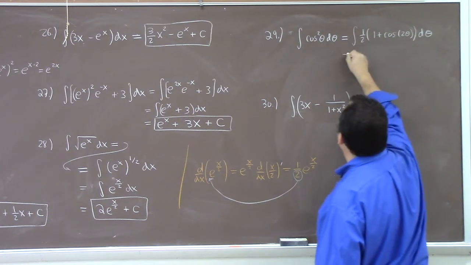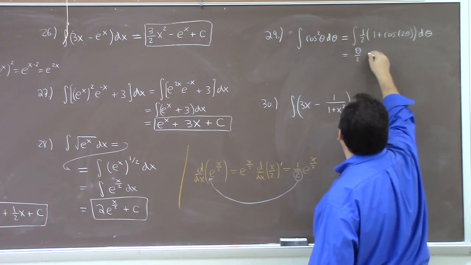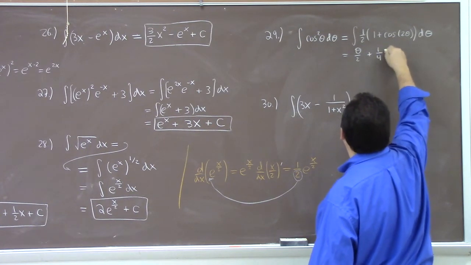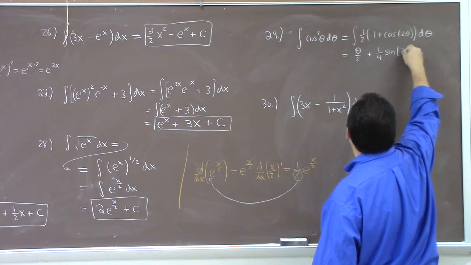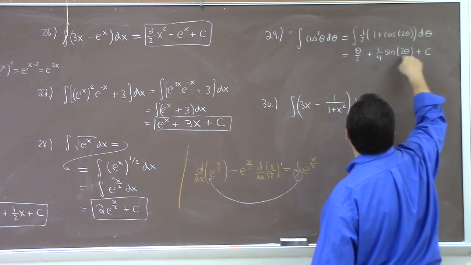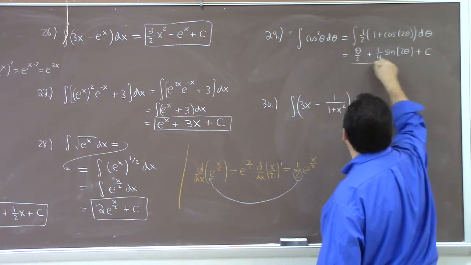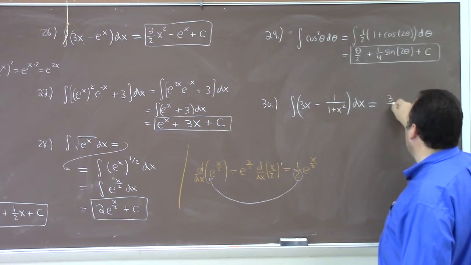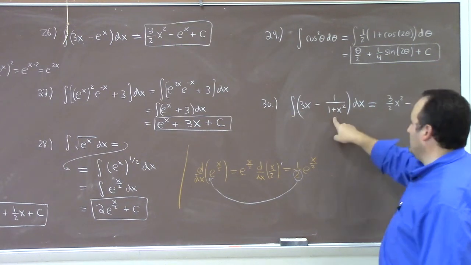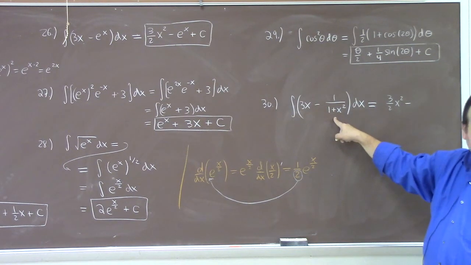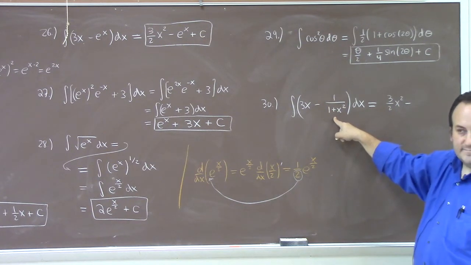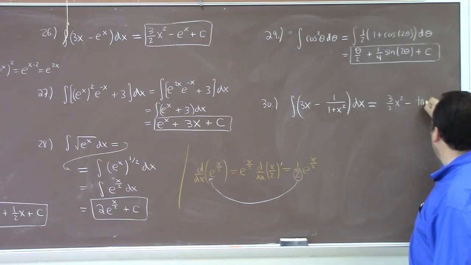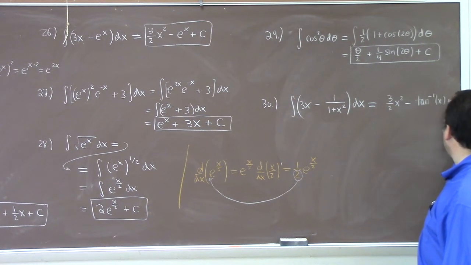Well, I'll finish it for you. That's theta over 2 plus 1/4 sine 2 theta. The reason for the 4 is the same as we just did. When we have the 2, we divide by 2, and there's already a half there. And this one, well, this is just 3/2 x squared minus, what's the integral of 1 over 1 plus x squared? I heard tangent. On the right track, inverse tangent of x plus a constant. So there you go.